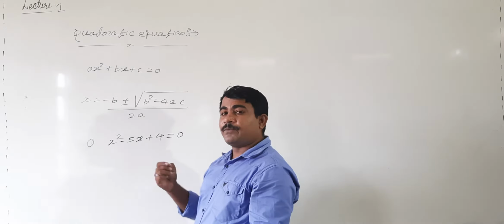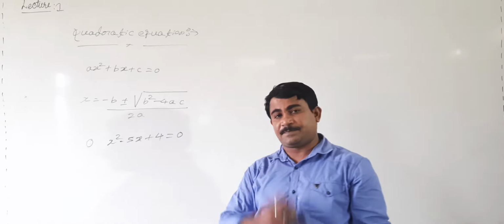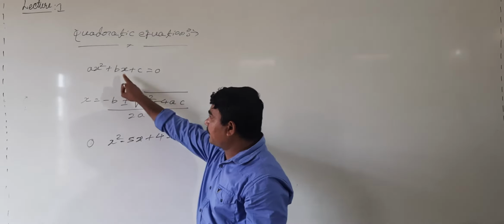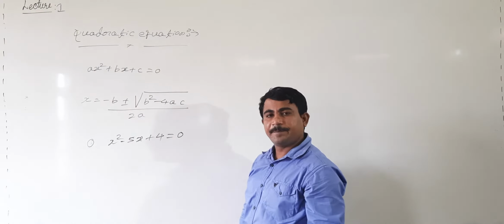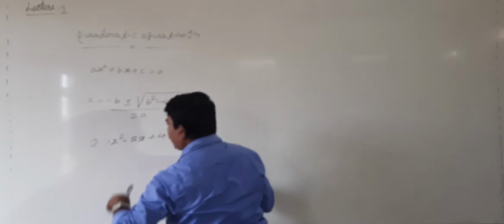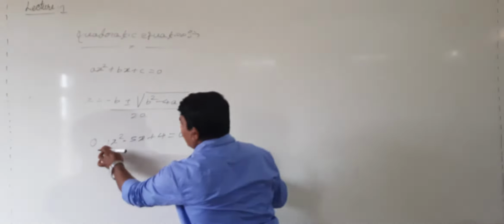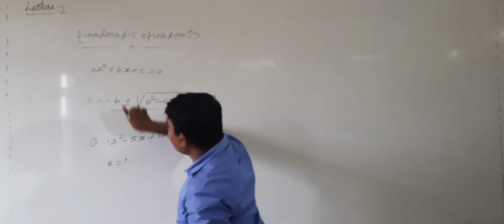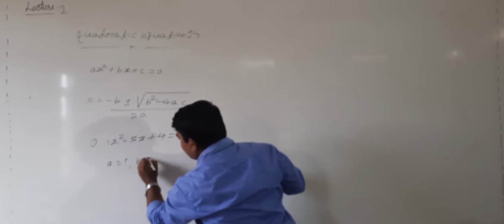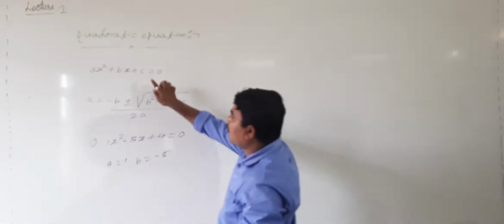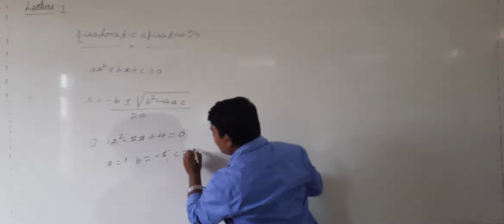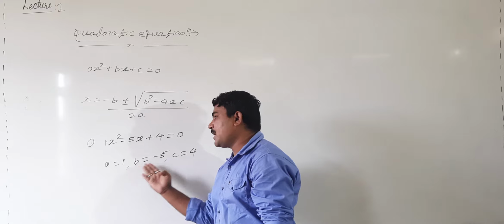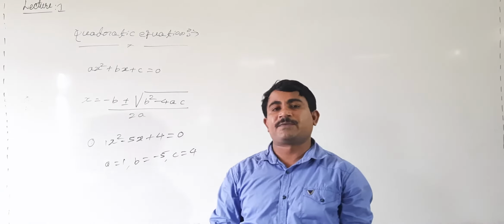In this equation we need to find the value of x. How does this equation look? This equation looks like ax square plus bx plus c, right? Here a can be taken as 1, right? b can be replaced by minus 5, and c can be replaced by plus 4, right? These are a, b, c, the constant values.